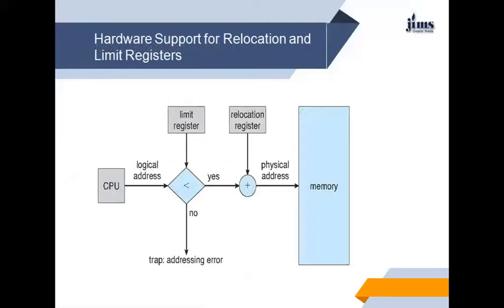Let's say the logical address generated by the CPU is 50, and the logical address should be less than the limit register. If the value of the limit register is 51, a trap is generated. If it is less than 50, then this address can be added to the relocation register, and the particular physical address can be obtained.